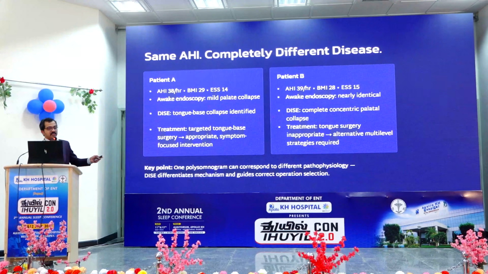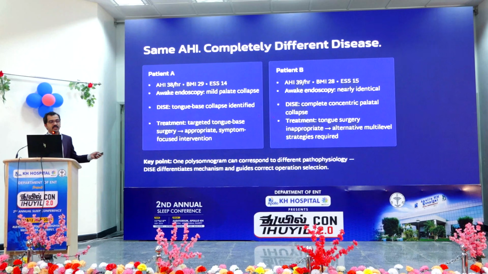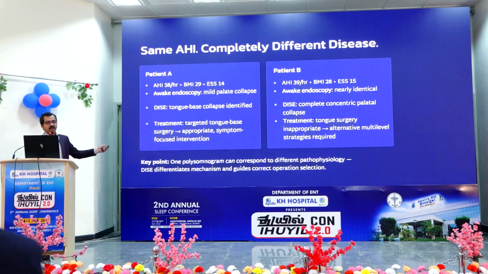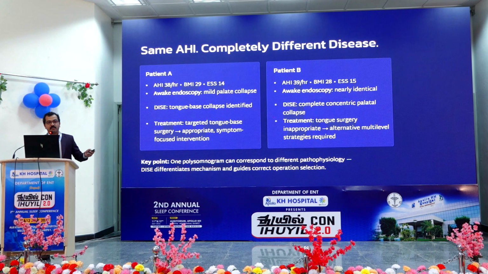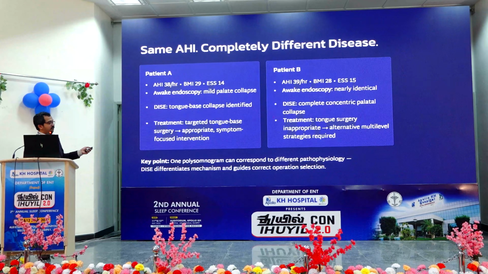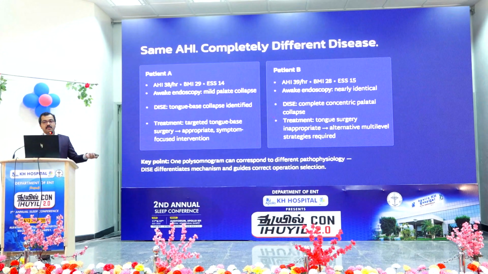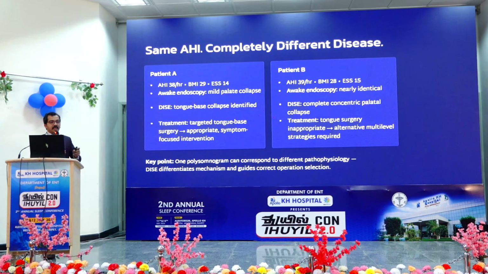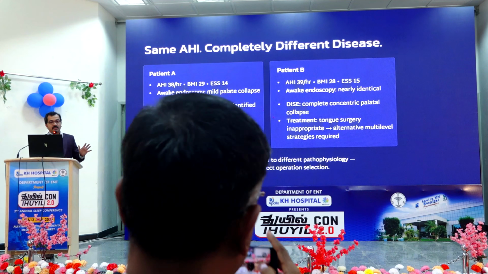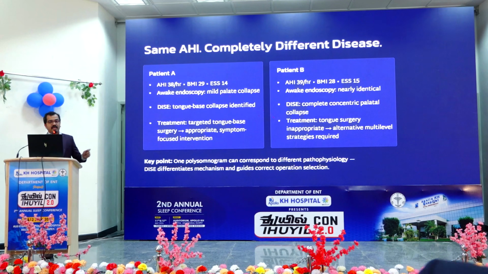Both patients underwent a DISE, and in the first patient it was a tongue-based collapse, and in the second patient it was a palatal collapse. Every patient is different, but polysomnography can be identical. So DISE helps in differentiating these patients. For the first patient we can go for a targeted tongue-based reduction surgery, and for the second patient a tongue-based surgery is not indicated. Even hypoglossal nerve stimulation will fail in the second patient. So DISE helps in picking the right surgery for the right patient.